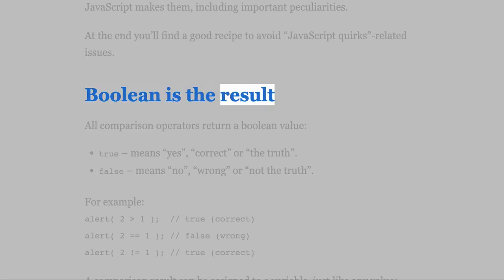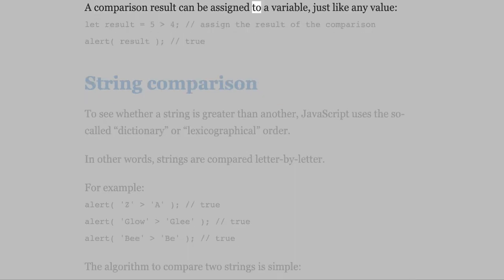Boolean is the result. All comparison operators return a Boolean value. True means yes, correct or the truth. False means no, wrong or not the truth. For example, alert(2 > 1) is true, correct. alert(2 == 1) is false, wrong. alert(2 != 1) is true, correct. A comparison result can be assigned to a variable, just like any value. Let result = 5 > 4, assign the result of the comparison. alert(result) gives true.